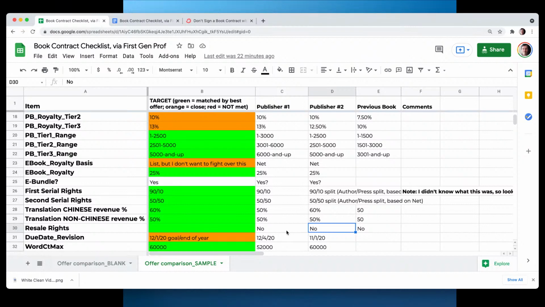Now, I say no here, but that is not to say that if you had something a publisher really wanted, they might not be able to budge on that. The real matter here is that you want to know to even ask the question about resale rights, because if you do not ask about that, the default answer will be no.